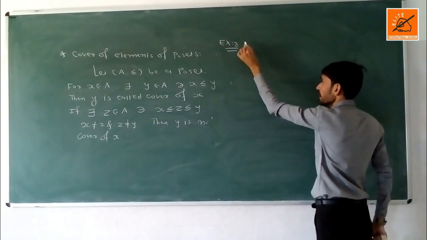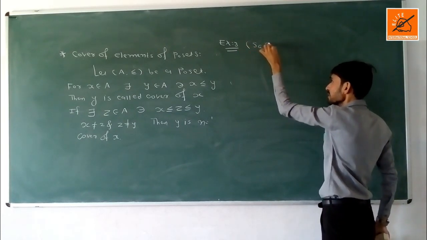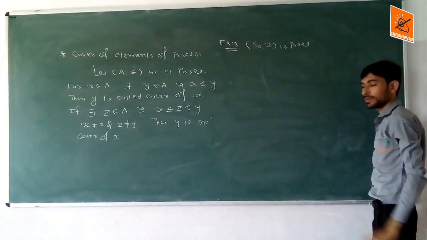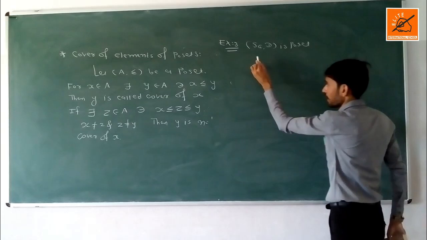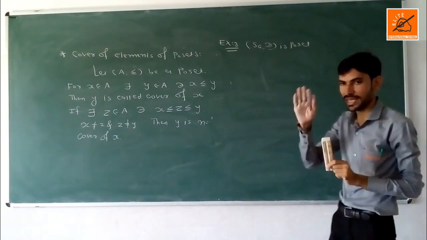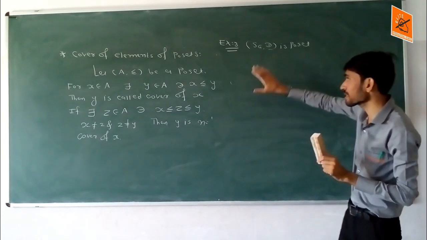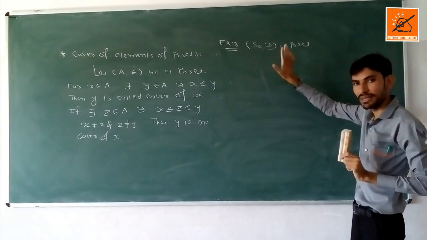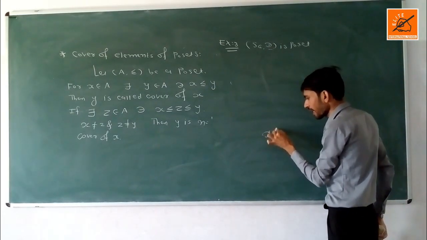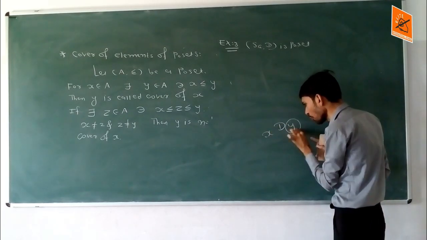Now see example number 3. Here we consider set S6, which is a set. Here our relation is division. In the first example our relation is less than or equal to. In the second example our relation is greater than or equal to. Now in this example our relation is division. So whatever the condition, here it becomes: x directly divides y, then y is the cover of x.